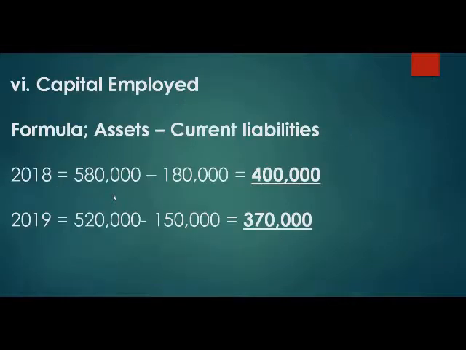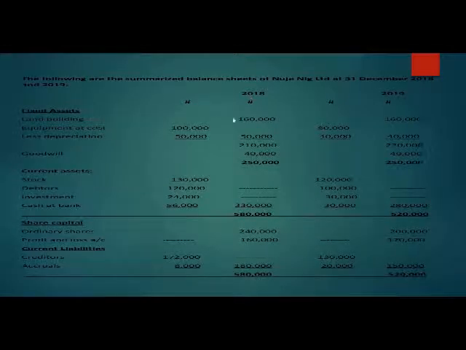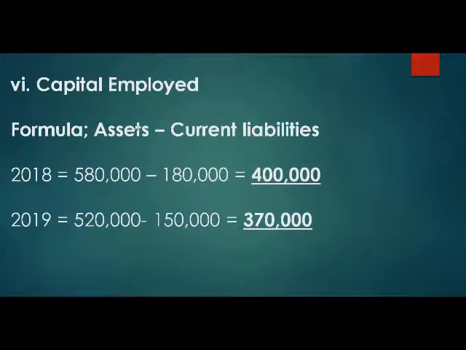So we'll quickly look at the last requirement, which is to calculate the capital employed. The formula for capital employed is asset minus current liabilities. When we talk of asset, there's nothing attached to it. There's no current asset or fixed asset. So we are going to sum the fixed and the current asset to arrive at the total asset. Let's look at the question. Under 2018, the total fixed asset and current asset is 580,000. You can see it here, 580,000, which will replace the asset.